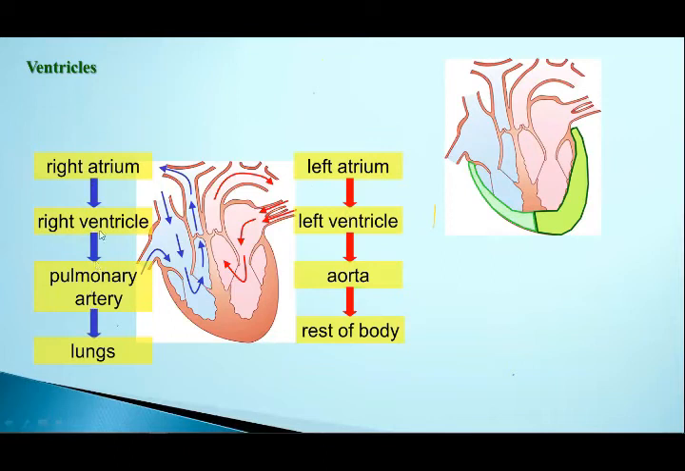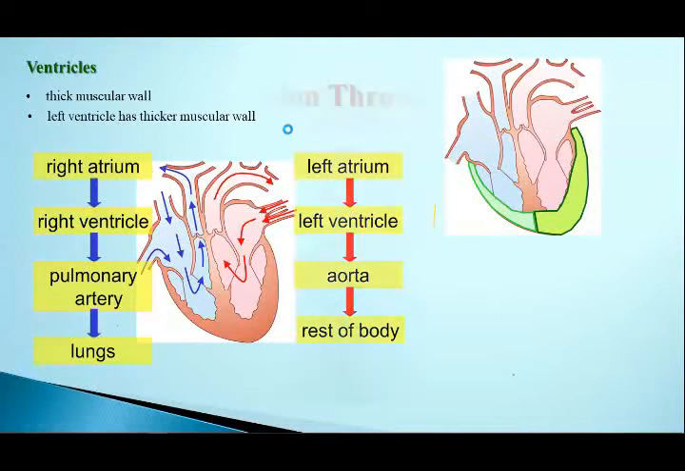From here, the right ventricle is going to push the blood into the pulmonary artery. Remember, this is the pulmonary artery. And from the pulmonary artery into the lungs. On the other side, the left ventricle is going to push it into the aorta, and from the aorta, it is going to get distributed into the rest of your body. Now, ventricles are muscular and they are comparatively thicker than the auricles. Okay, left ventricle is the thickest. In fact, they have thick muscular walls.